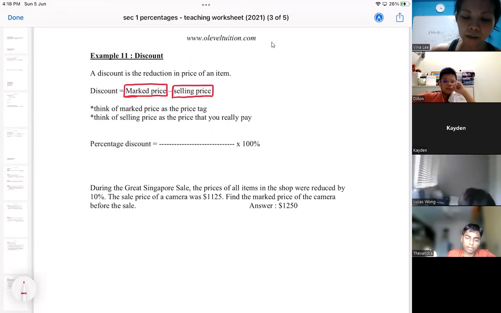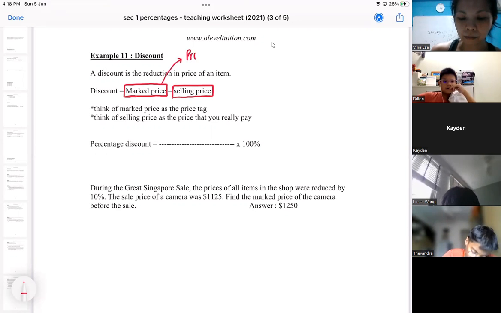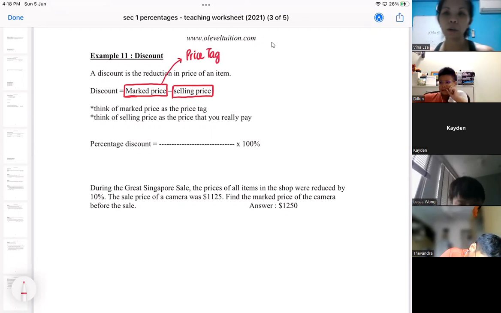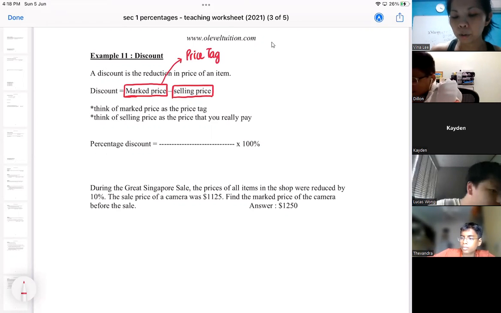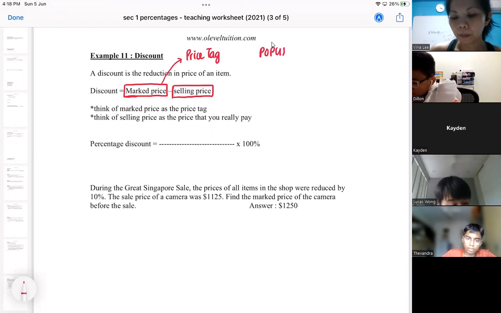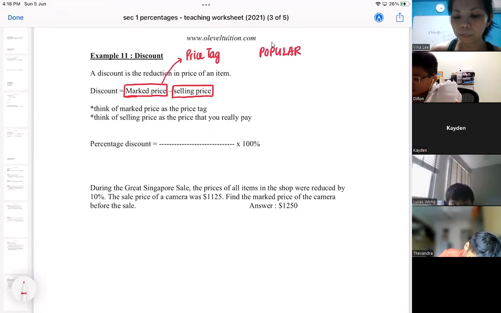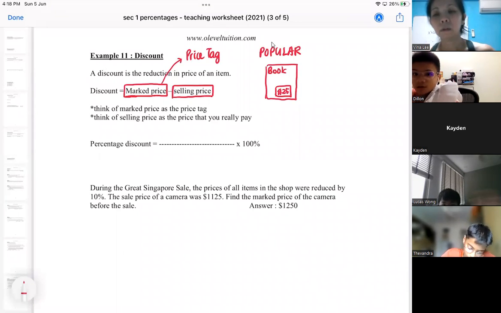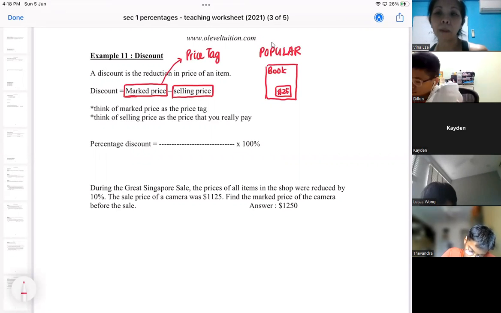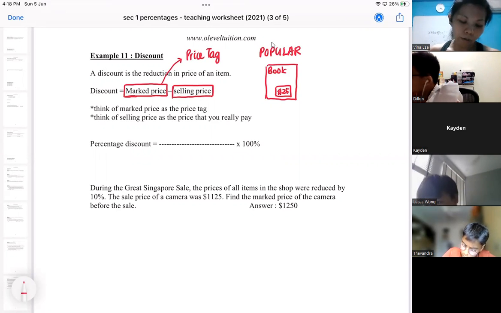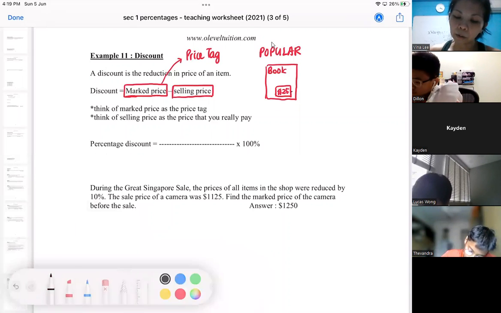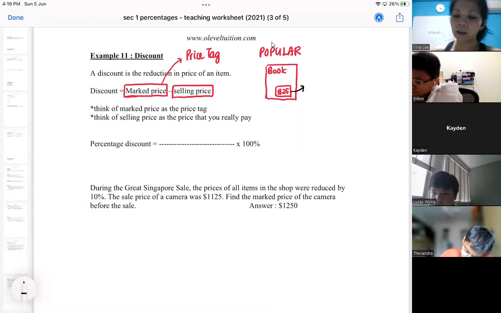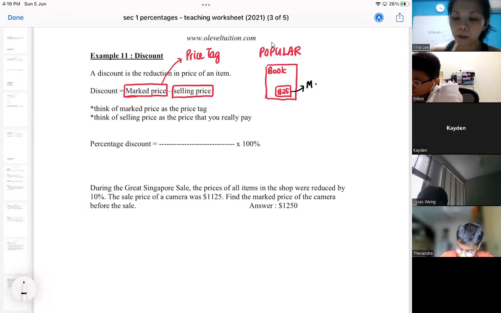The mark price is the price tag. If you go into a shop, can we choose a shop like Popular? If you go to Popular, you want to buy a book, then you look at the back. Let's say they put $25. That $25 is called the mark price. It's like the price tag stuck there. So this is actually called the mark price.